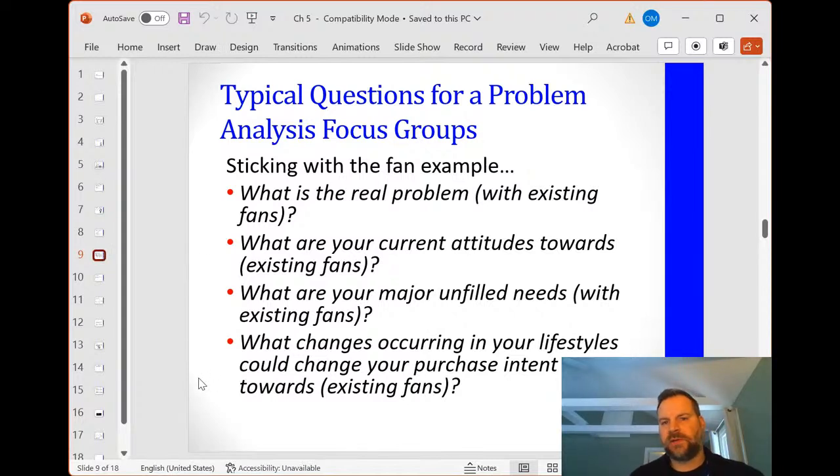So, some questions you can ask in focus groups. What you do in focus groups is you get, let's say, 5 to 10 customers together and you ask them about problems. What's the real problem with existing fans? What are your current attitudes towards existing fans? So you're really getting them to focus on existing problems, and then you as the innovator need to be able to try to solve them.